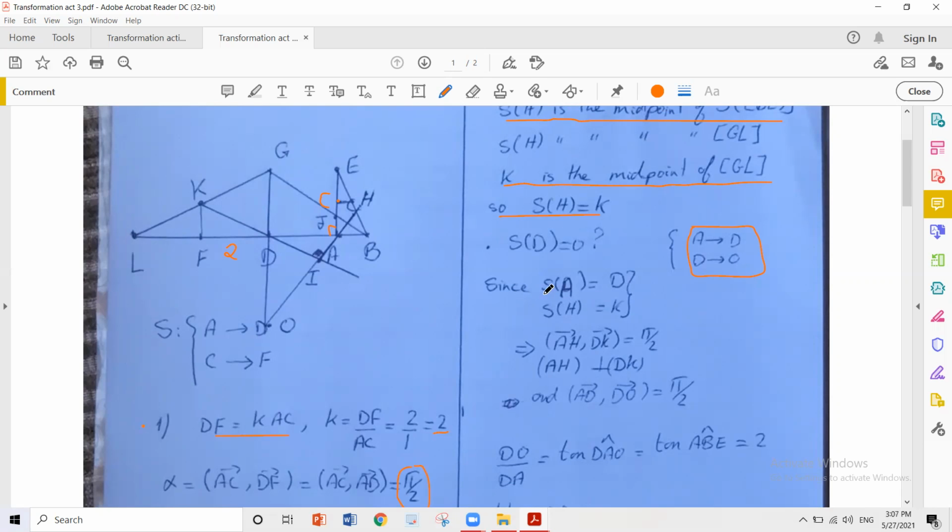Since S of A equals D and S of H equals K, then angle AHDK is 90, because alpha is pi over 2, which implies AH is perpendicular to DK, and angle ADO is pi over 2. It is verified.